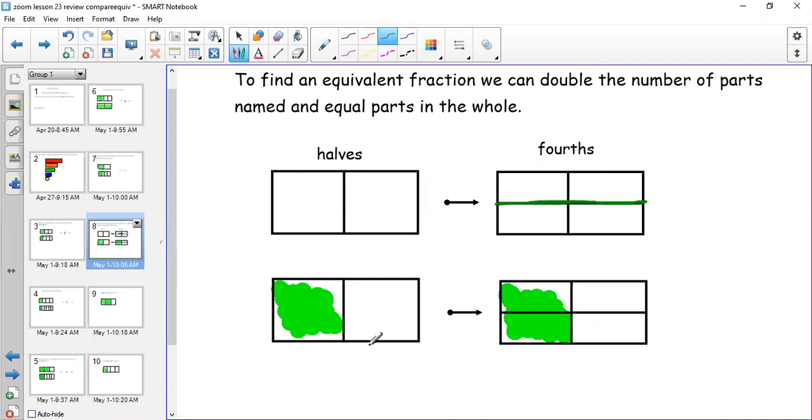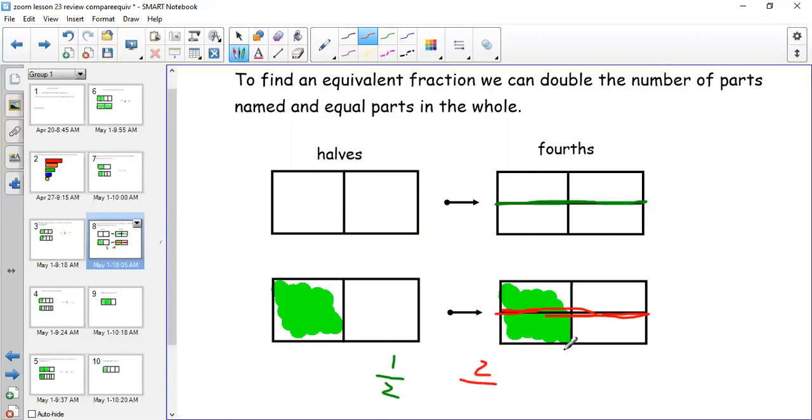Let's look at the example below. Now we have 1/2 being represented. And if we take 1/2 and fold it in half, which is this horizontal line going left to right, look what happened to the number of equal parts named. The one equal part turned into how many? Two equal parts named. That's like doubling one, which makes two.